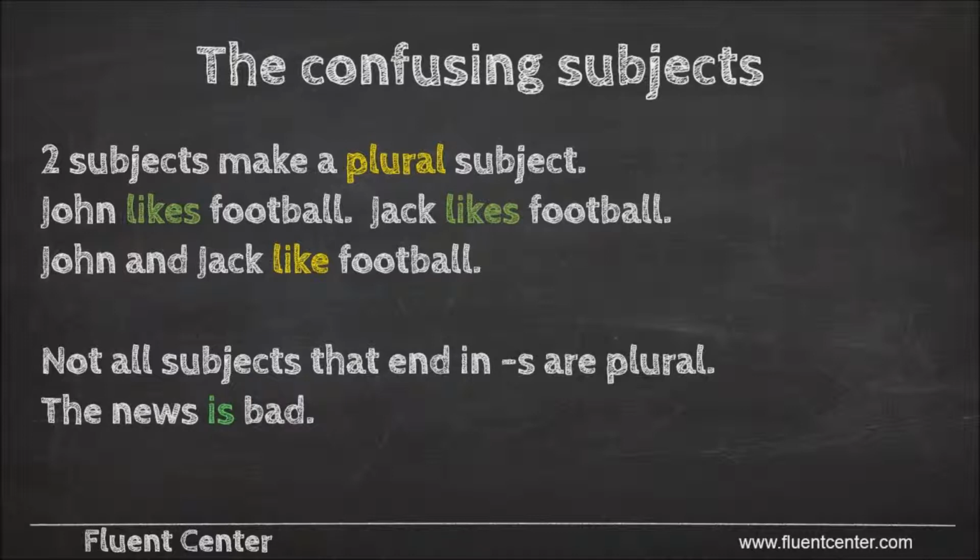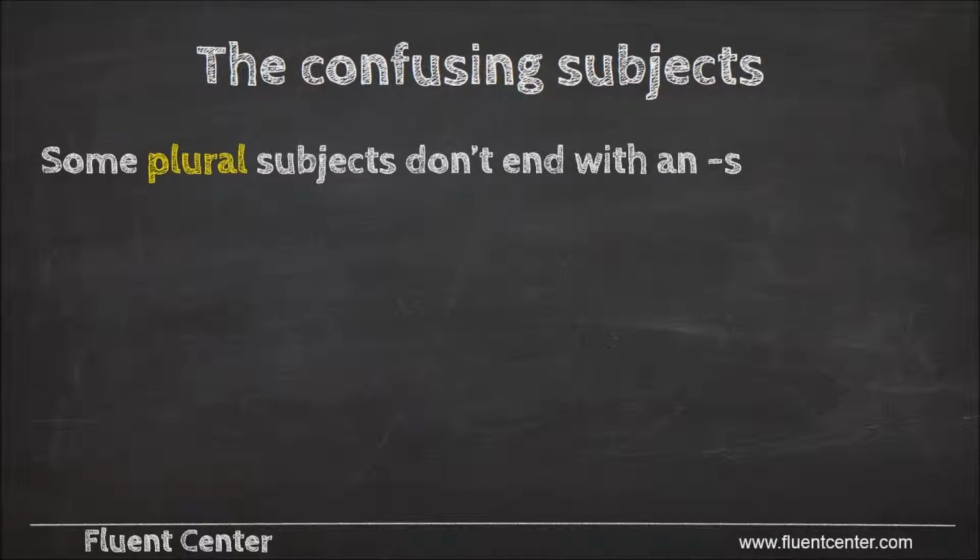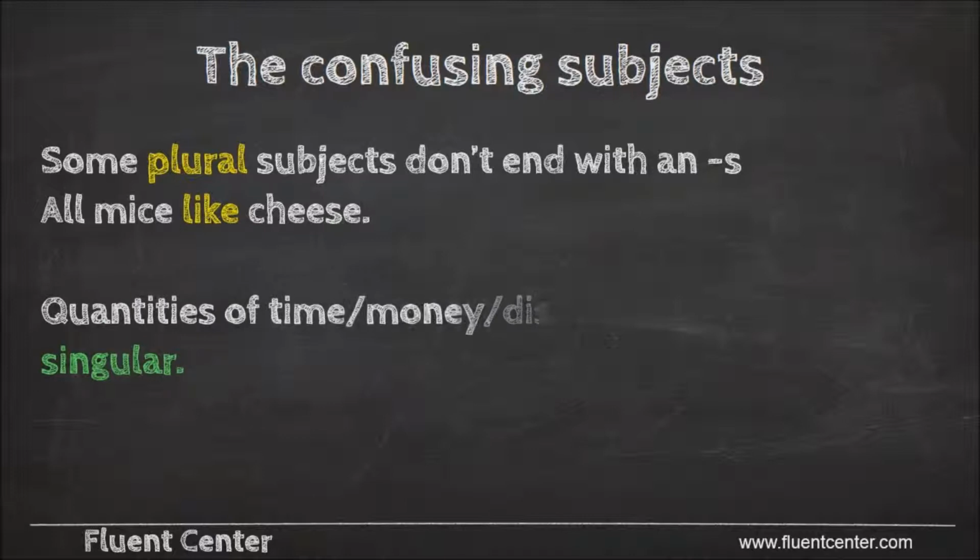The news is bad. The word here, news, ends in S, but it is not plural, it is singular, and therefore we need to use the correct verb, is, and not are. A second thing to note is that plural subjects don't always end in an S. All mice like cheese. Mice is the plural version of mouse, and so because it is a plural, I need to use like and not likes.